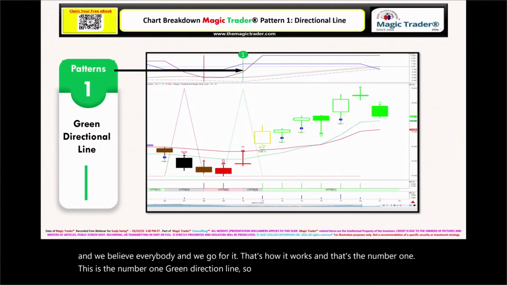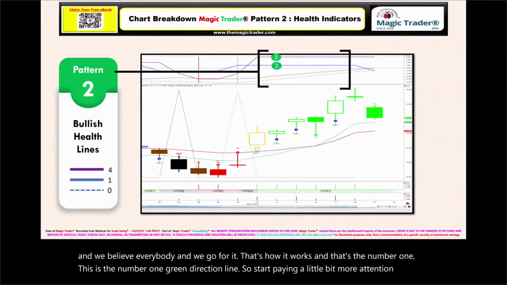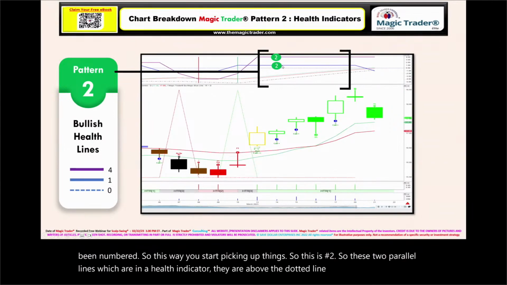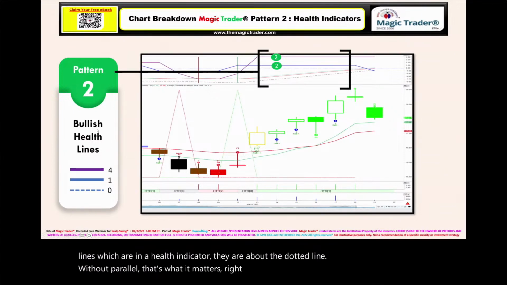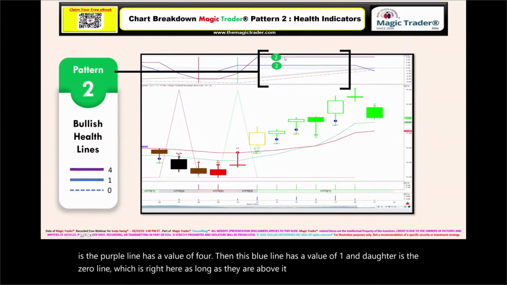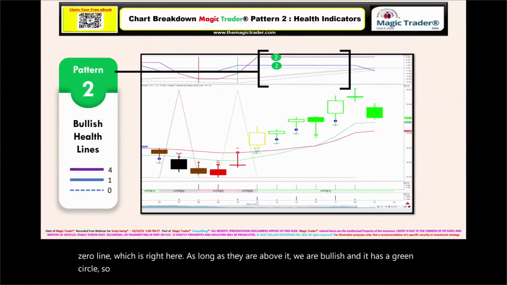So start paying a little bit more attention to how it has been numbered, so this way you start picking things up. So this is number two. These two parallel lines, which are in the Heiken indicator, are about the dotted line. They are parallel, that's what matters. So those are the Heiken lines. The purple line has a value of 4, then this blue line has a value of 1, and the dotted line is the 0 line, which is right here. As long as they are above it, we are bullish, and it has a green circle, so we're going long.